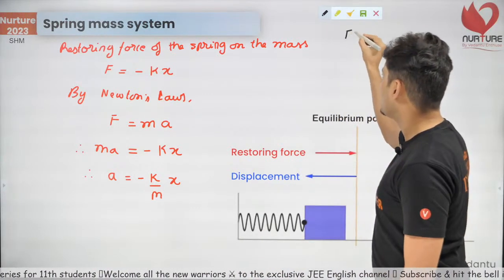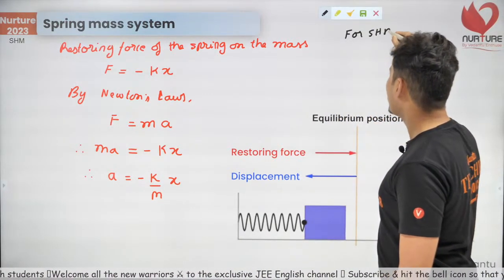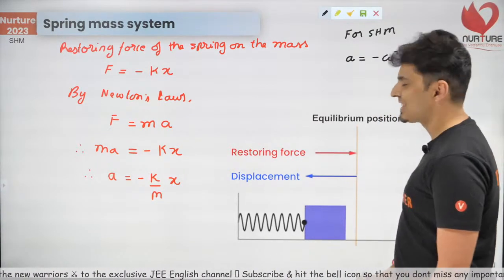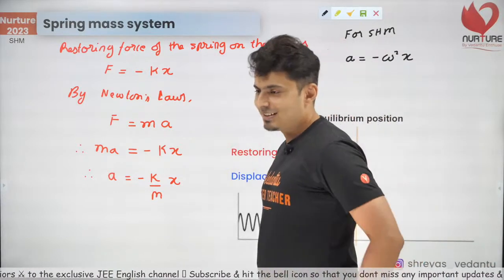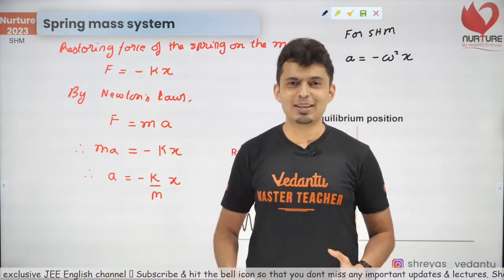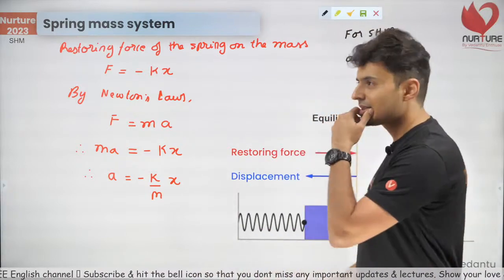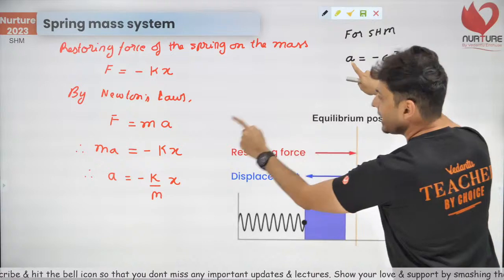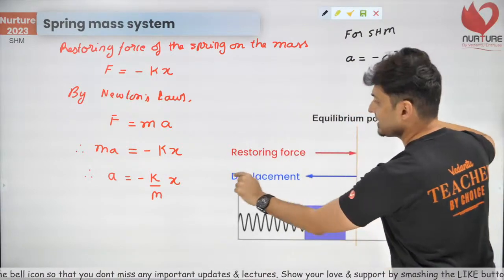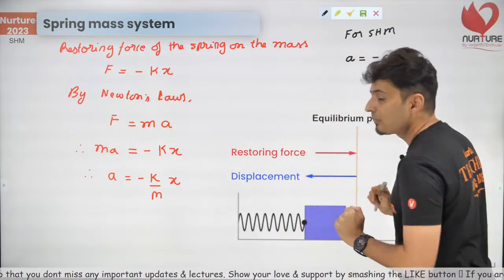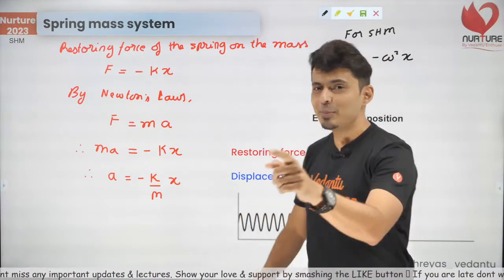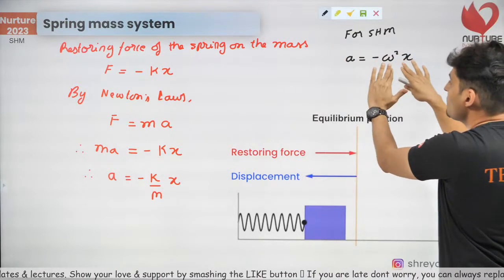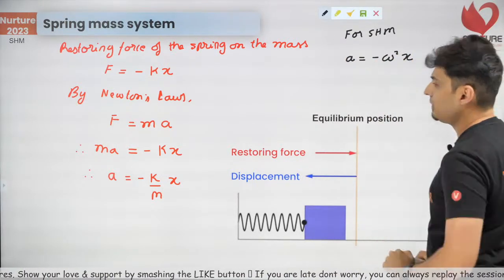Remember, for SHM, what is the acceleration? The acceleration is minus omega square x. Isn't that so? That means if you compare this and this, I can see some resemblance. A is minus omega square x, and here it is minus k by m x. Oh, that means the equations are similar. For a SHM, the acceleration is some constant with a negative value of x.